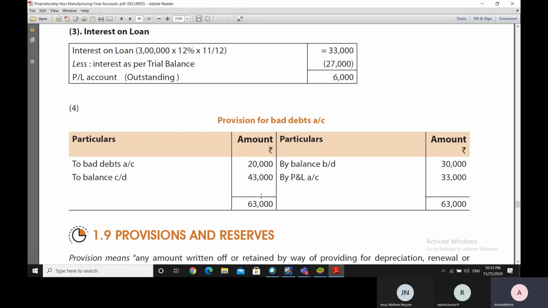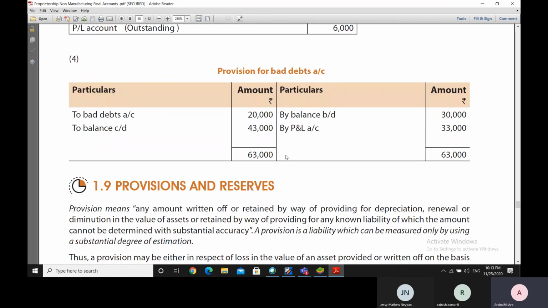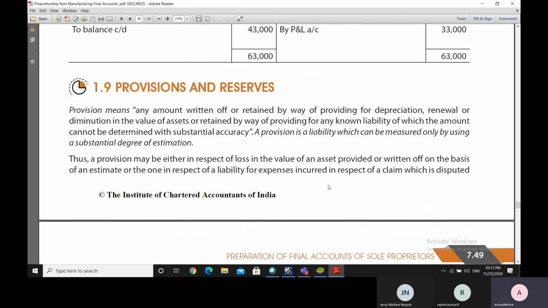So with that, we come to the end of part 4 of final accounts, and we continue the story with part 5, and I think that will be the last part of the final accounts, and we start that with provisions and reserves.